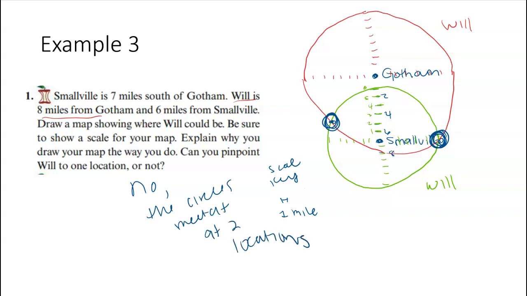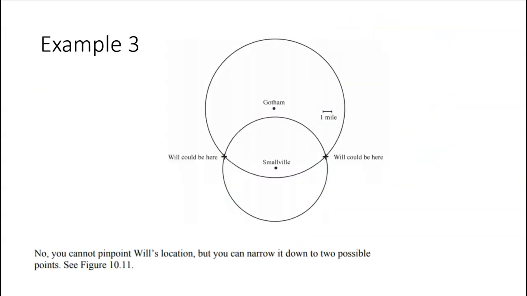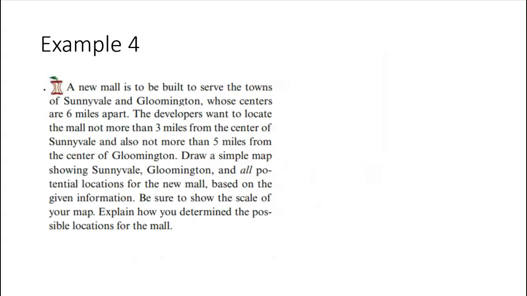And here is a beautiful image of it with actual beautiful circles. Let's do one more example together, and then you'll do one on your own. A new mall is to be built to serve towns of Sunnyvale and Gloomington, whose centers are 6 miles apart. Okay, so we've got Sunnyvale, 1, 2, 3, 4, 5, 6, and Gloomington.